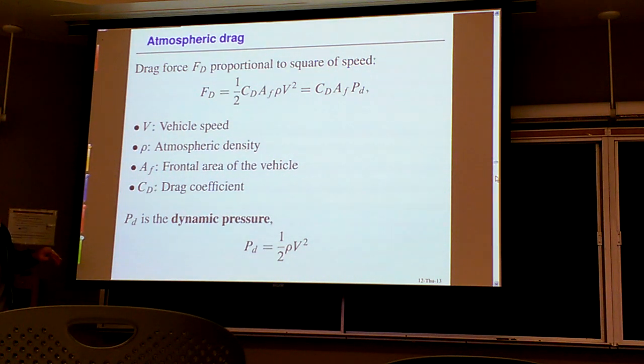And you notice that one of the things in here is we can collapse one of the terms and make this thing P sub D, which is the dynamic pressure, a half rho V squared. One way you can think of this is the amount of momentum that's coming at you per square meter, and then how fast you encounter that momentum is also proportional to velocity. So your dynamic pressure actually goes as velocity squared, and this has, of course, the units of pressure.